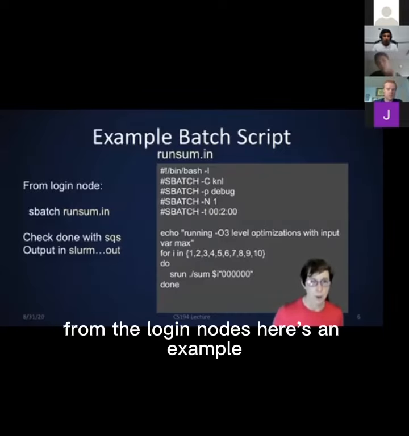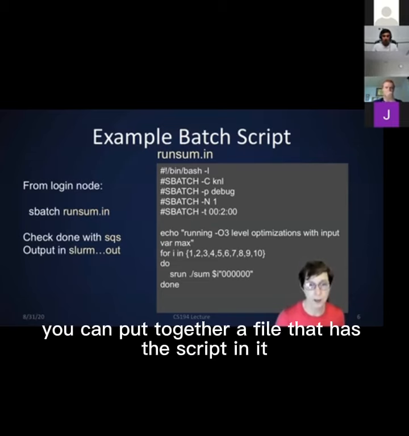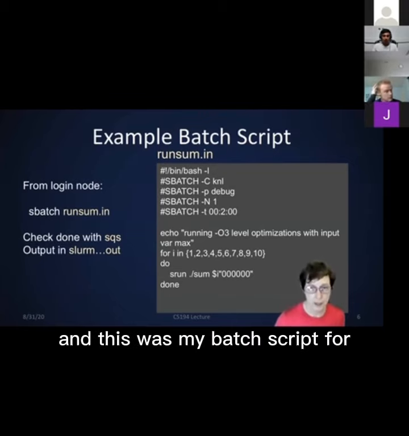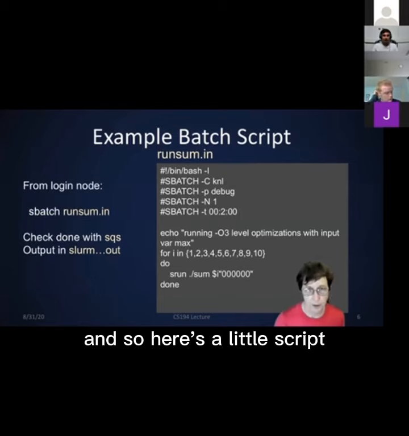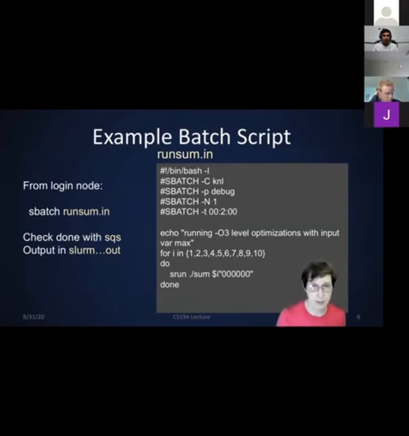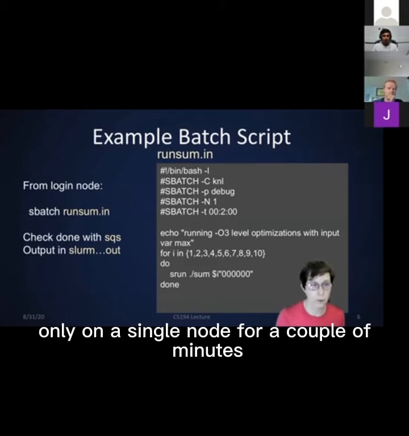And from the login nodes, here's an example. If you want to run a batch script, you can put together a file that has the script in it. It is a bash shell. That's what this file is. And this was my batch script for running homework 1 assignments. I got really tired of typing in numbers and stuff like that. And so here's a little script that ran all the different sizes that I wanted to run. And I'm going to run it on the KNL nodes in something called the debug queue, only on a single node for a couple of minutes.